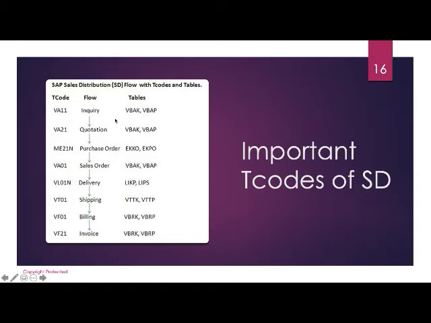Now, SAP, as I will show at some time later, works on the concept of data in SAP being stored in different tables. And every module of SAP has some tables which are very key for that particular module. For instance, the tables for the SD module are VBAK and VBAP.